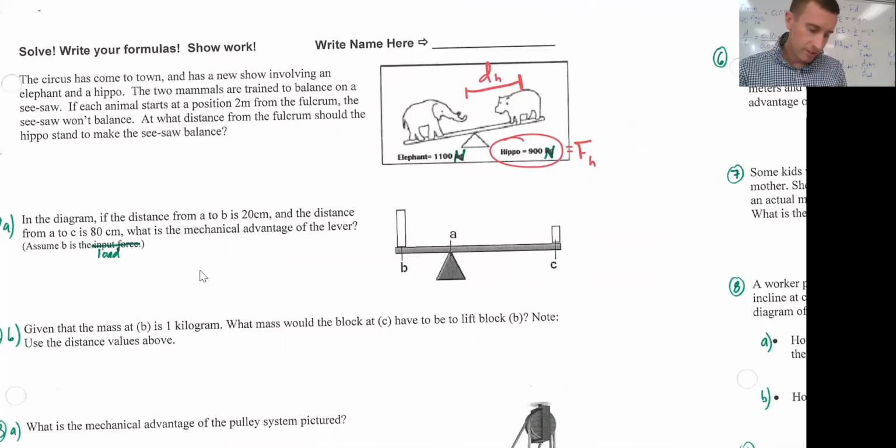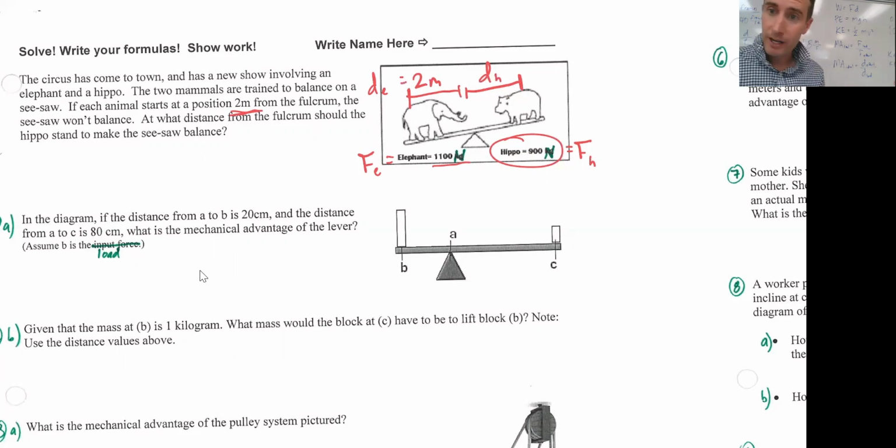And then I also have a force of the elephant. The force of the elephant is equal to 1100 newtons. And I know the distance of the elephant too, because it says it's 2 meters from the fulcrum. So that distance right there is 2 meters, and that's going to be the distance of the elephant. So I've got forces and distances. All right, so I need an equation that has forces and distances.